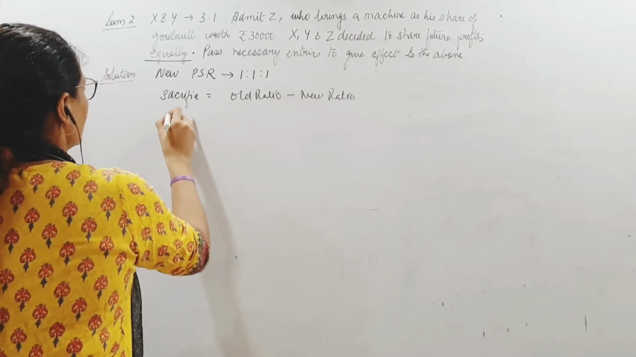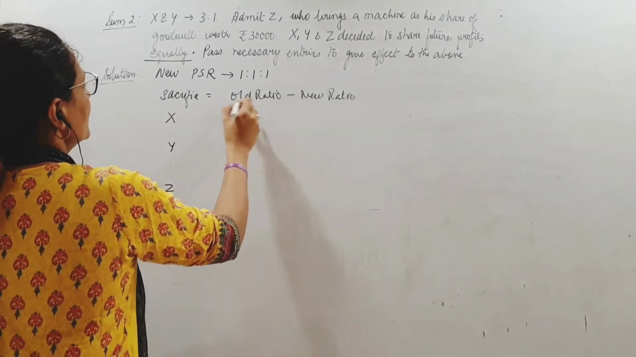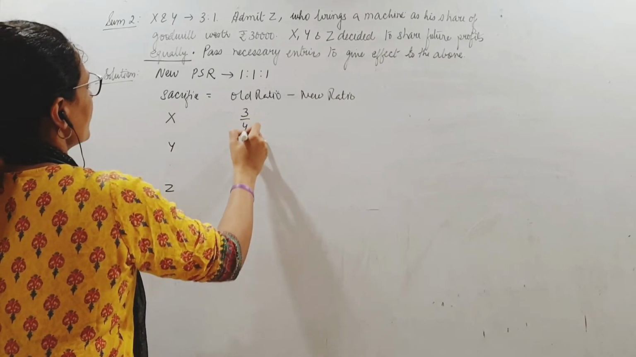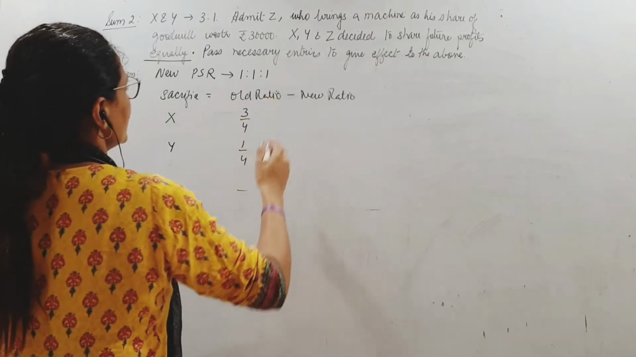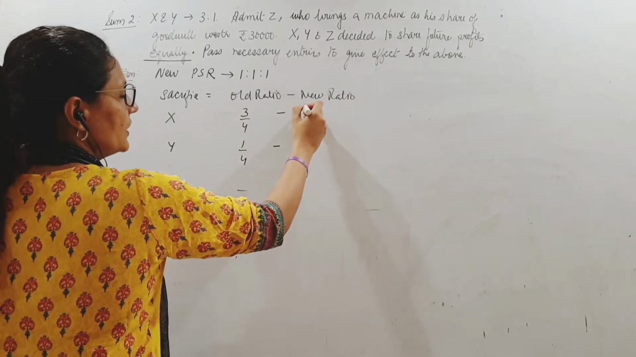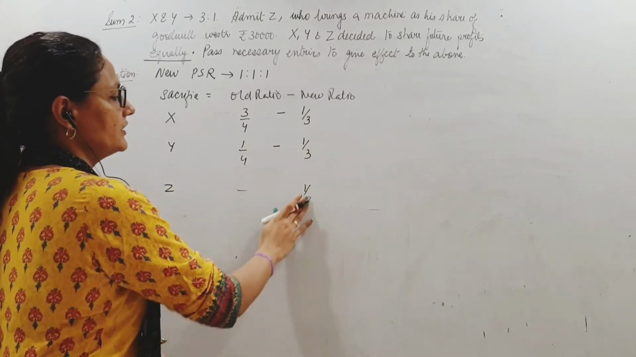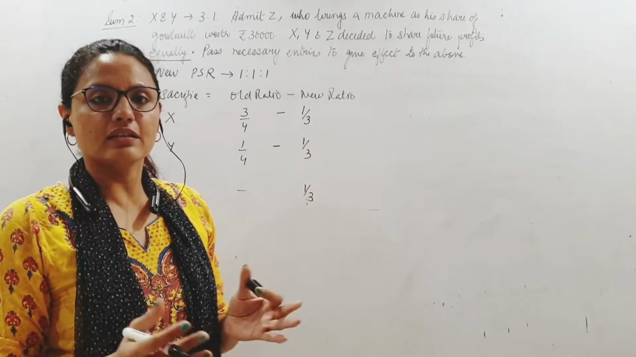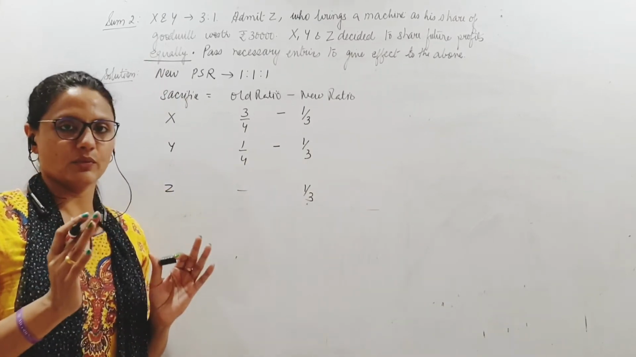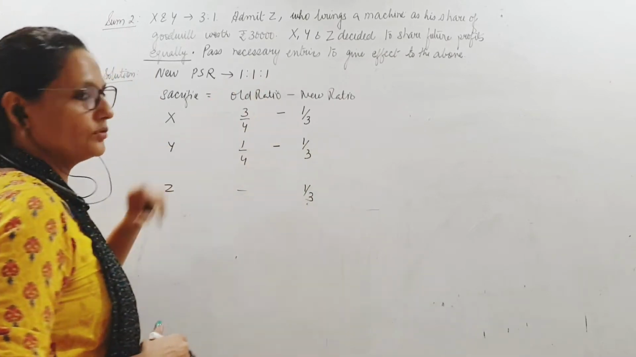Now let us see for X and Y. Third partner is Z. We'll keep them also. Old ratio is 3/4, 1/4. There is no old ratio here for Z. New ratio is equal, meaning 3 partners, so 1/3, 1/3 and 1/3, right? Each one gets the 1/3 part of the total. Total is 1 divided by 3, right? That's the new ratio, 1:1:1.